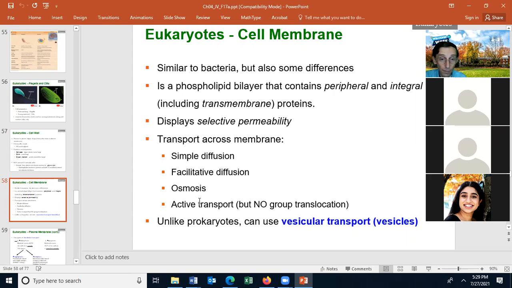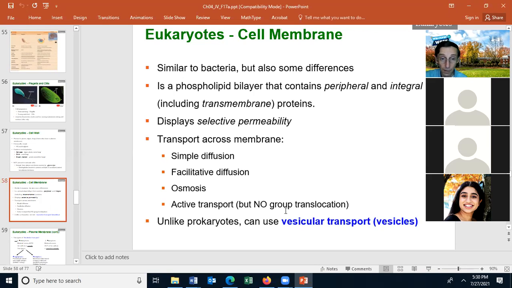And then things can move in by active transport, where the cell spends energy to move a molecule against its concentration gradient. It involves an active transport protein and the expenditure of ATP. In eukaryotes, there is no group translocation.